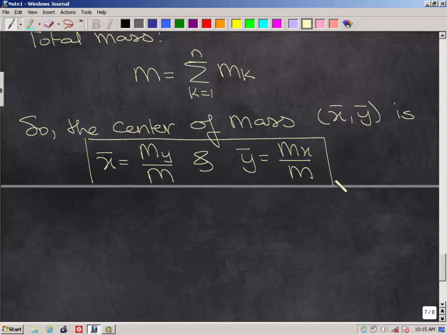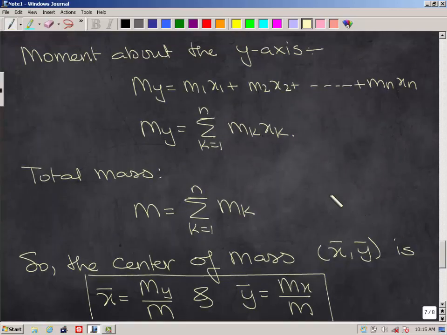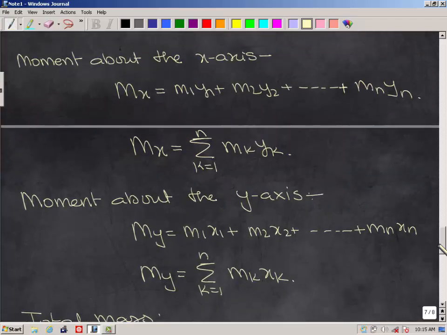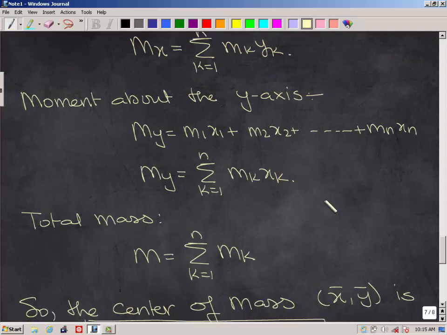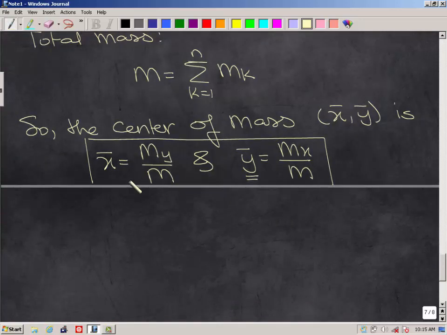And the reason for that is because M sub x contains, in this case, where's M sub x? Right there. It contains the y values. Do you follow? So that's why it will give you the y coordinate of the center of mass, and M sub y, if you notice in the formula, contains the x values. So that way it will give you the x coordinate of the center of mass. Okay, so let's quickly take a look at an example.